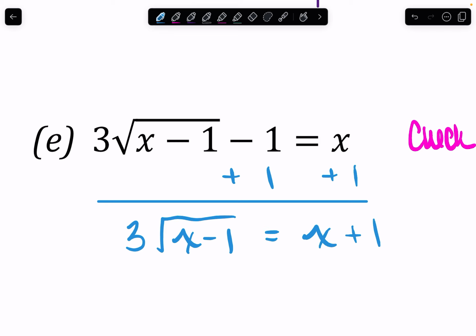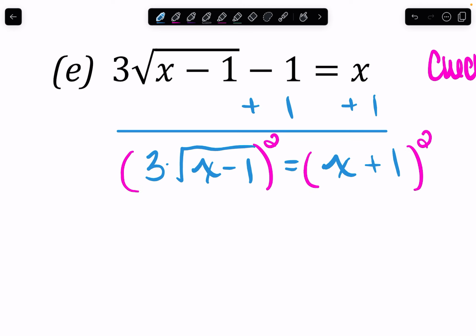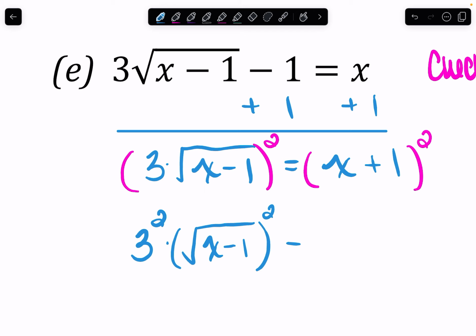At this point, we could move that 3, but the problem with moving that 3 is it's going to create a fraction. So I would probably just go ahead and leave it there so that I don't have to worry about it. So right now, I am going to go ahead and square both sides. Just be careful with that exponent. Exponents can be distributed on multiplication, so that is actually going to give us 3 squared times the square root of x minus 1 squared.